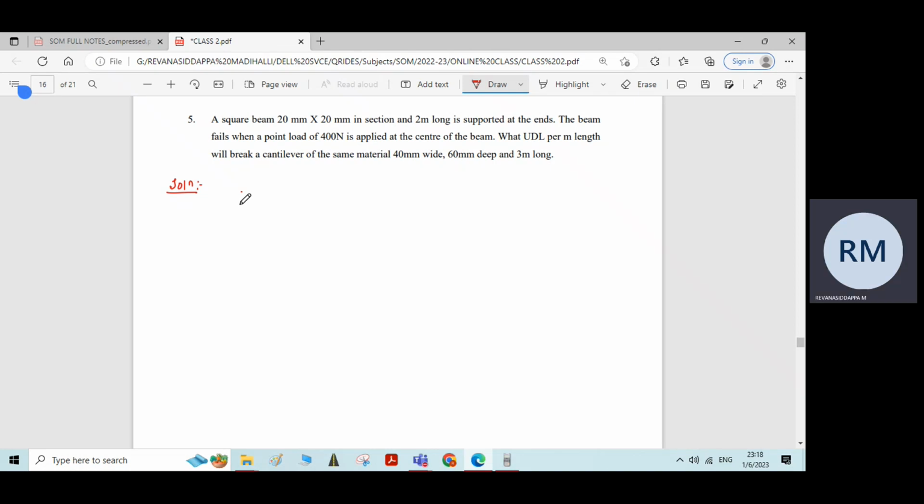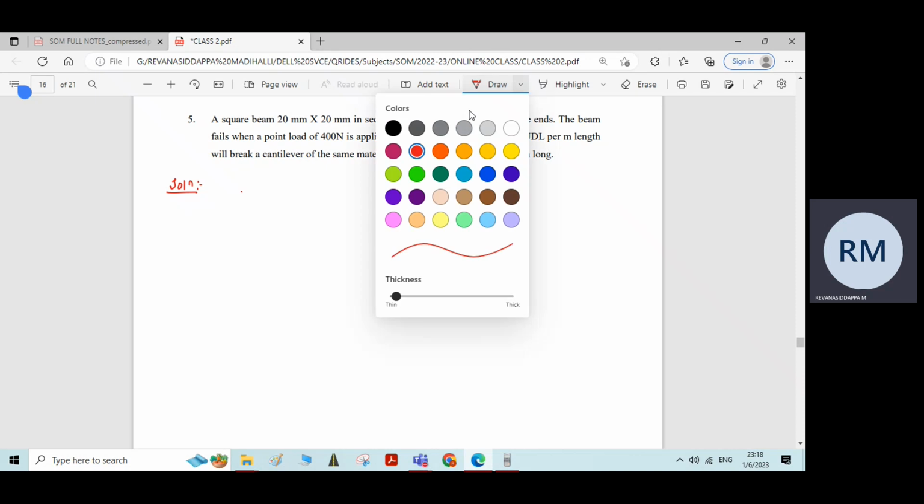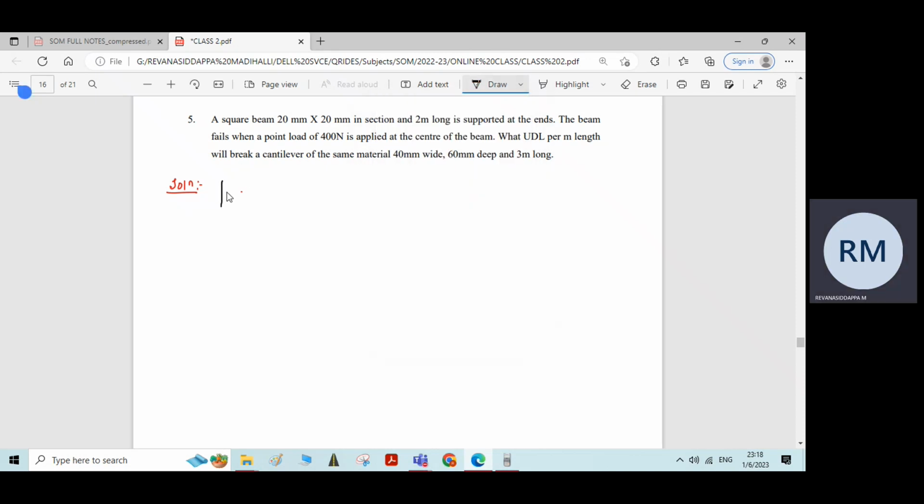Now let us solve a problem on bending stress or the bending equation. Here the problem is a square beam having cross section 20 mm by 20 mm. It is having the cross section of 20 by 20 square cross section, 20 mm by 20 mm in section and 2 meter long.